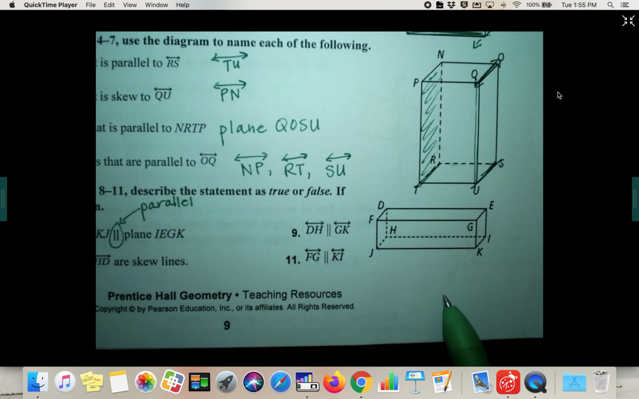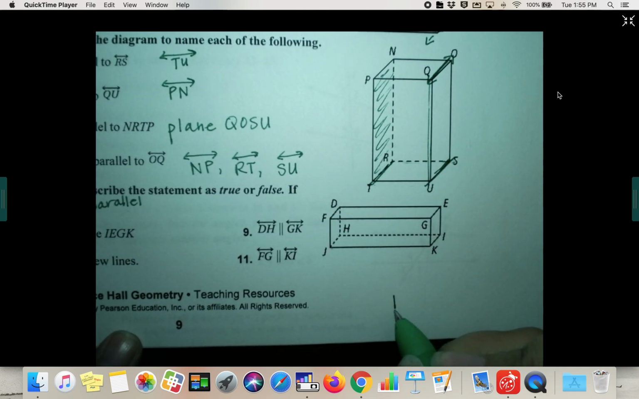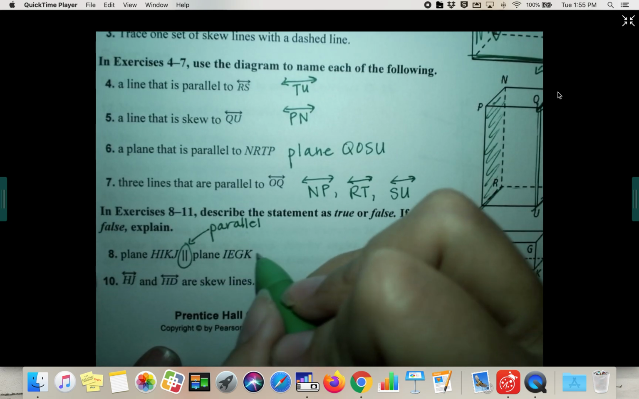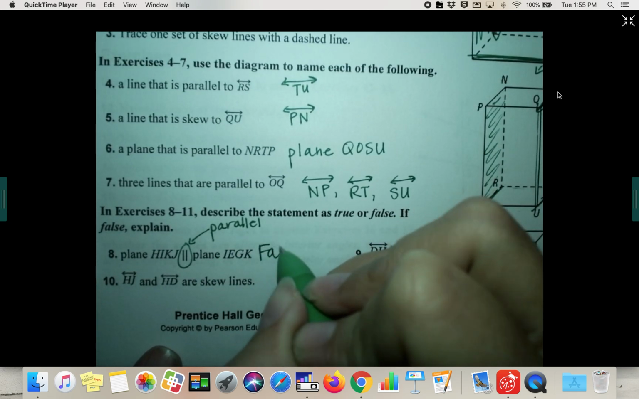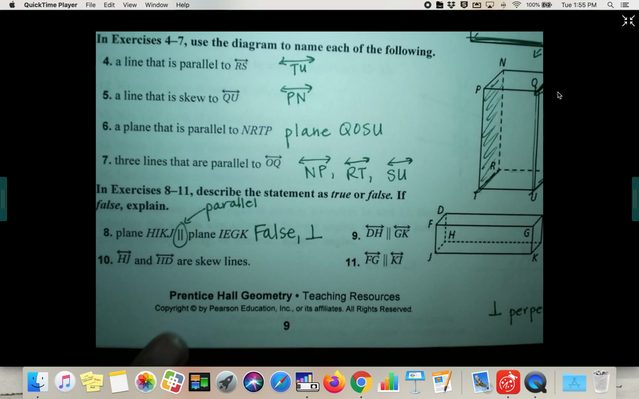It looks like those 2 planes are not parallel. In fact, I think they are this other word, which I'm going to write down here. This symbol means perpendicular. And if you've forgotten, perpendicular means they meet at right angles. So this is going to be no or false. And the reason is because we'll just put this symbol. They're perpendicular, not parallel.